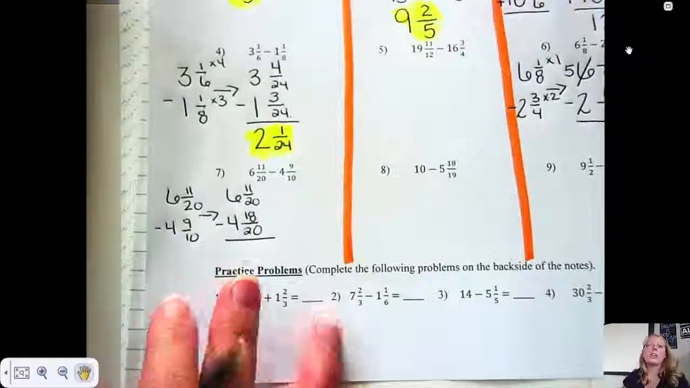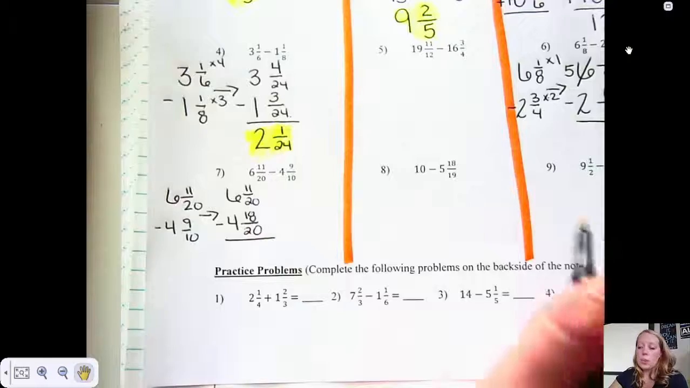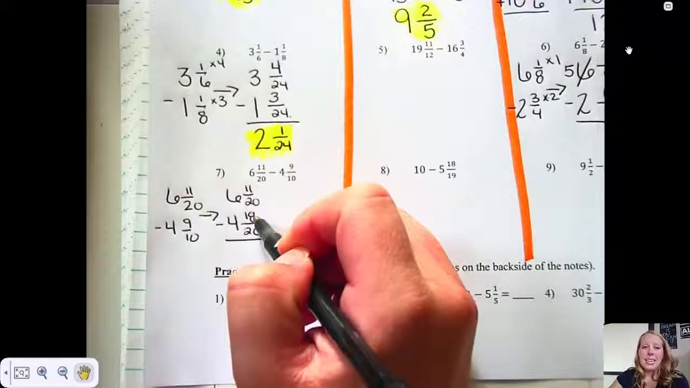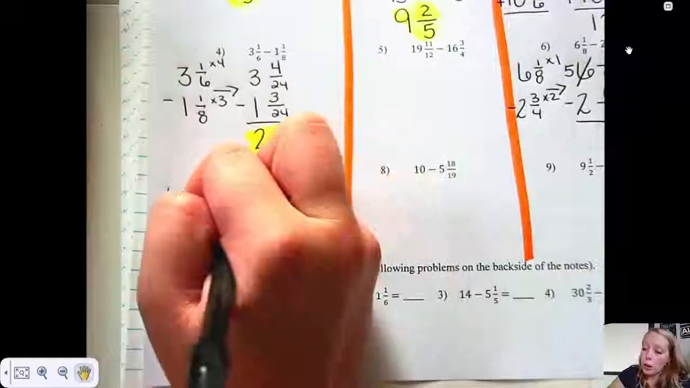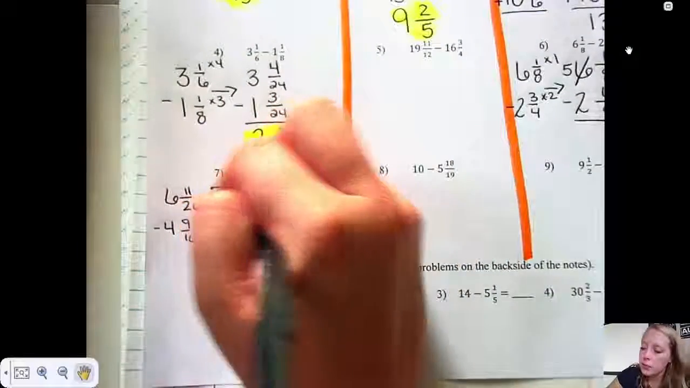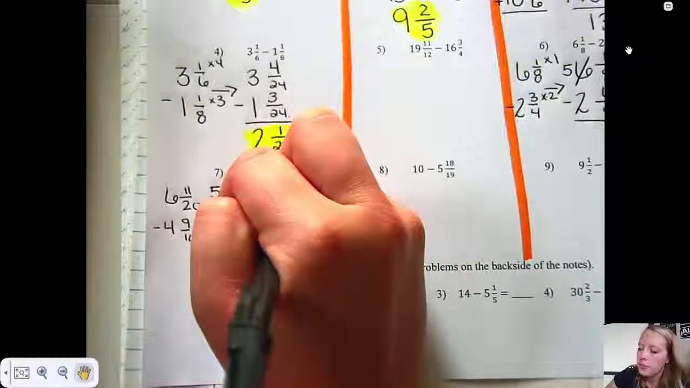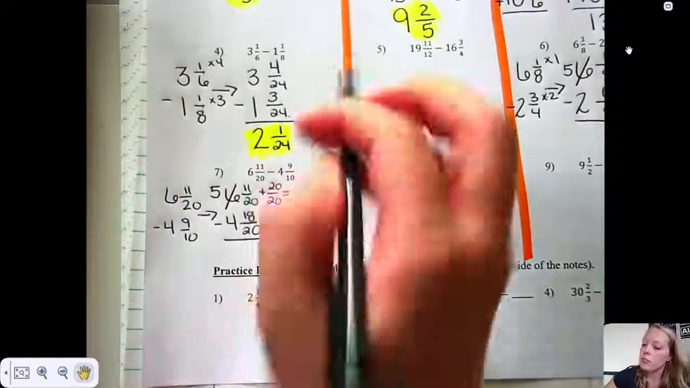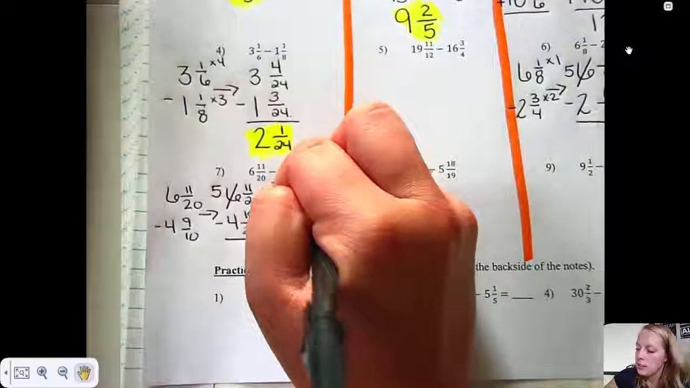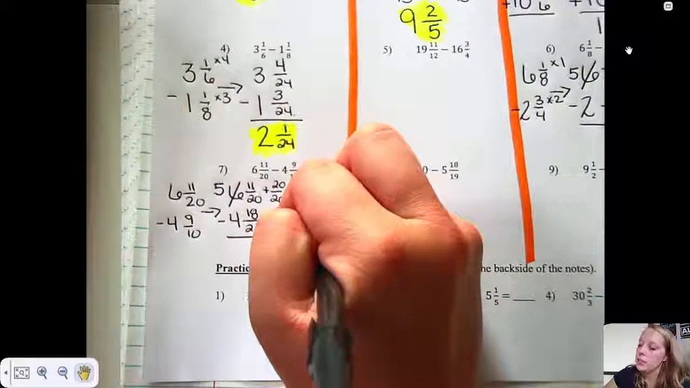Okay, I'm going to show you the answer, so pause the video if you need more time. You should have 6 and 11 twentieths minus 4 and 18 twentieths. 11 minus 18 cannot be done. So, borrow, take the 6 down a number, add the equivalent of 1 to this fraction, keeping a denominator of 20, that would be 20 over 20. So this would be 5 and 31 twentieths minus 4 and 18 twentieths.